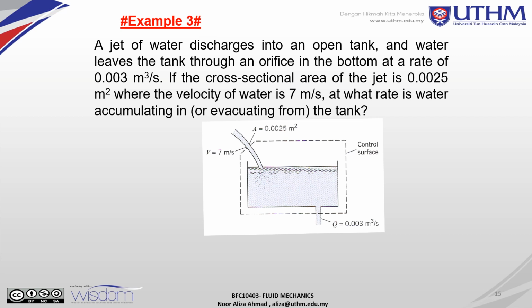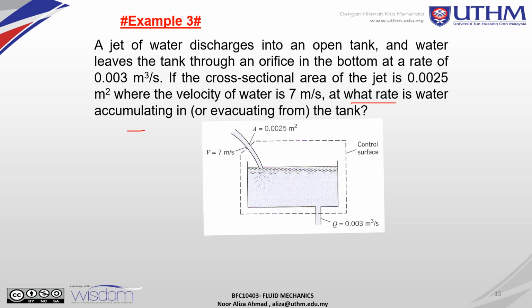Okay, example 3. A jet of water is discharged into an open tank and water leaves the tank through an orifice in the bottom at a rate of 0.003 meter cube per second. If the cross-section area of the jet is 0.0025 meter squared, where the velocity of water is 7.7 meter per second, at what rate, what is the flow rate? Is water accumulating in the tank?